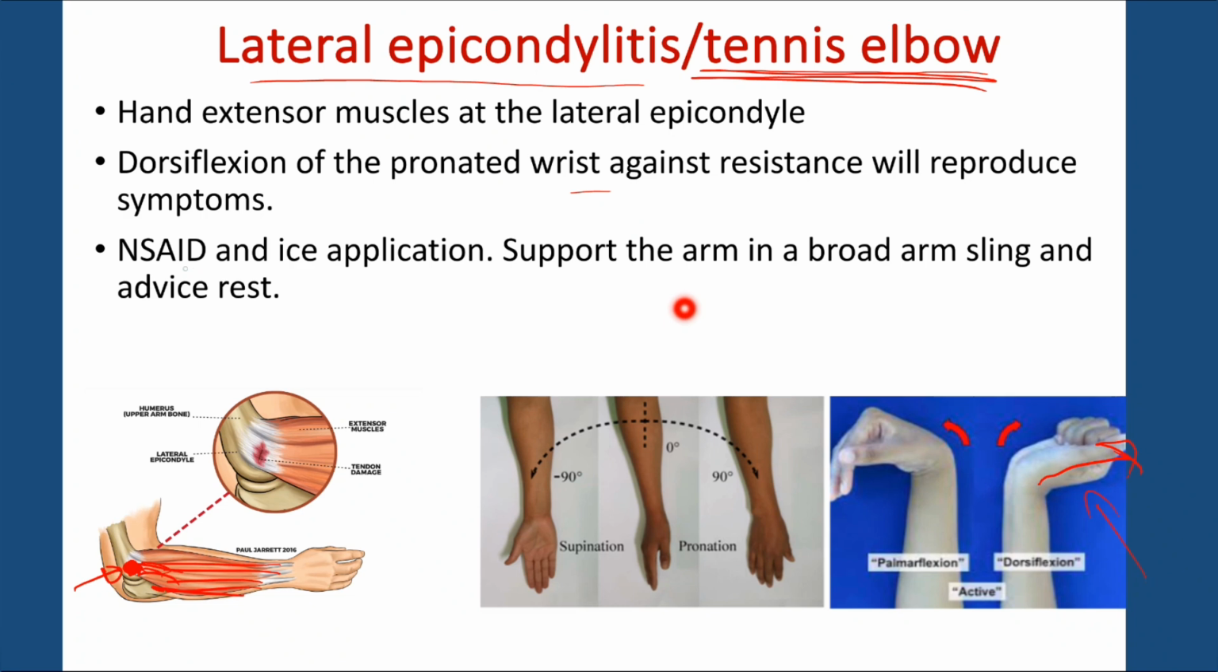What's the treatment? Non-steroidal anti-inflammatory drugs, especially COX-2 inhibitors. Sometimes ice application is also helpful. Support the arm in a broad arm sling and advise rest.